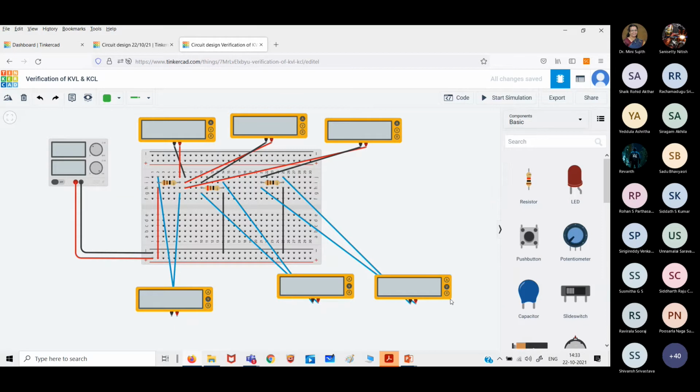Ma'am? So look at your circuit, whatever is given in your circuit, exactly the same way you can connect. Now tell me, sir. Hello, ma'am. Tell me, sir.